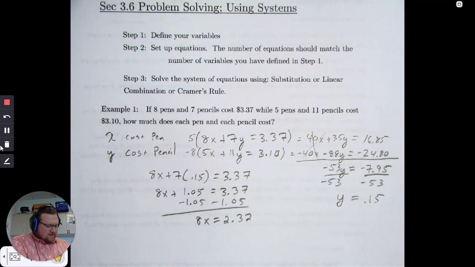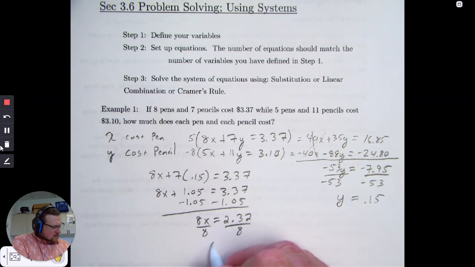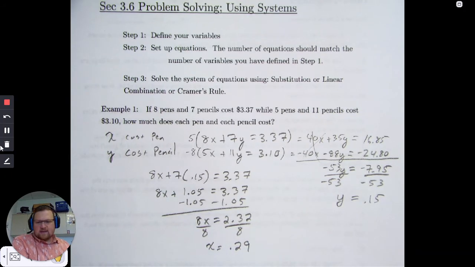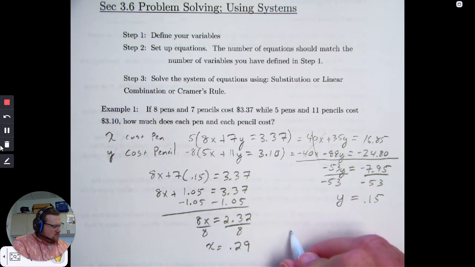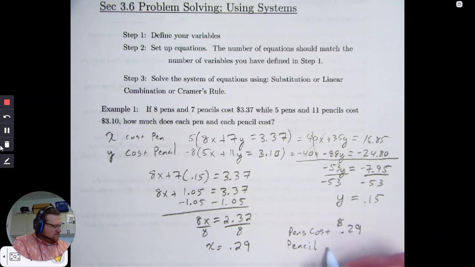So if I then divide both sides by 8, I get that x equals 0.29. So at the end of the day, my final answer would be my x, which is my pens, costs $0.29, and my pencil cost is $0.15.